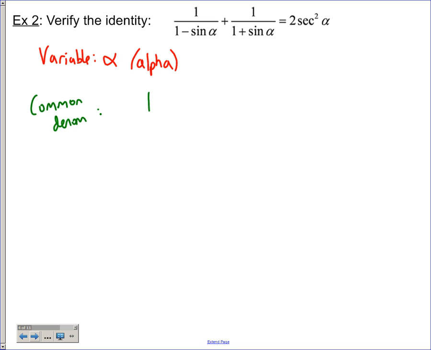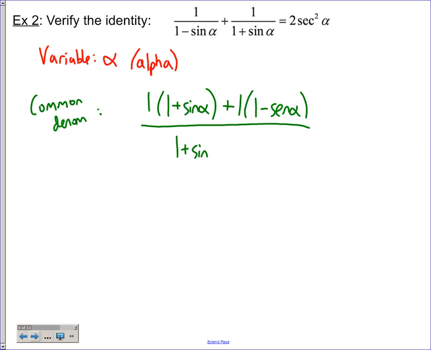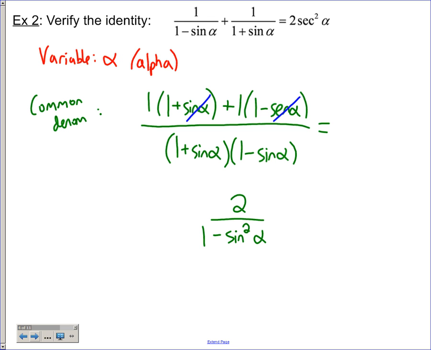All right, so we've got 1 times the denominator of the right term, which is 1 plus sine alpha. And then we're adding 1 times the denominator of the left side, 1 minus sine alpha. And that's all over 1 plus sine alpha times 1 minus sine alpha. Okay, still working with the left-hand side. Our positive sine alpha and our negative sine alpha are going to cancel out, and we're left with 2, 1 plus 1, 2 over 1 minus sine squared alpha.